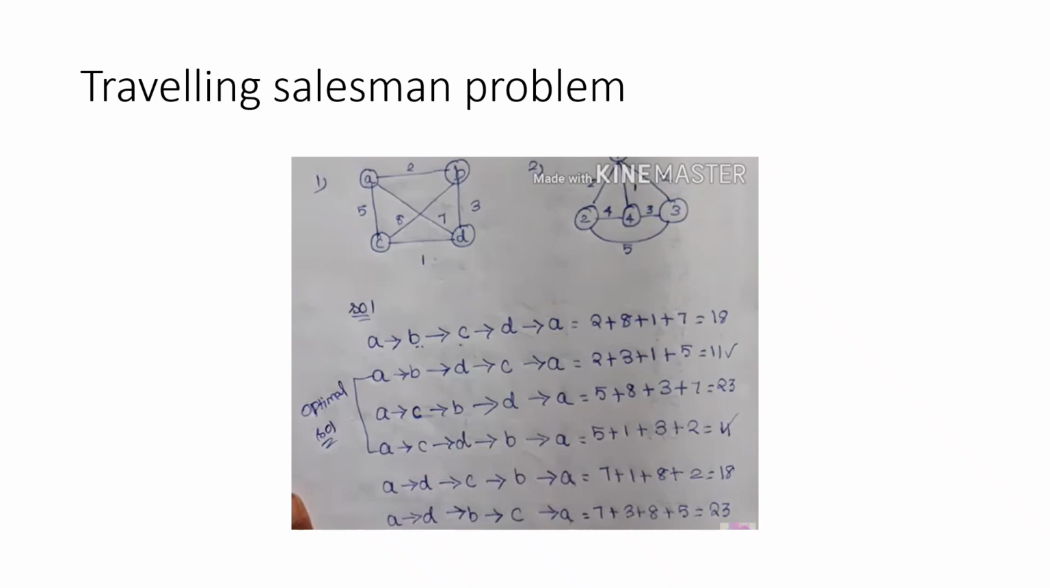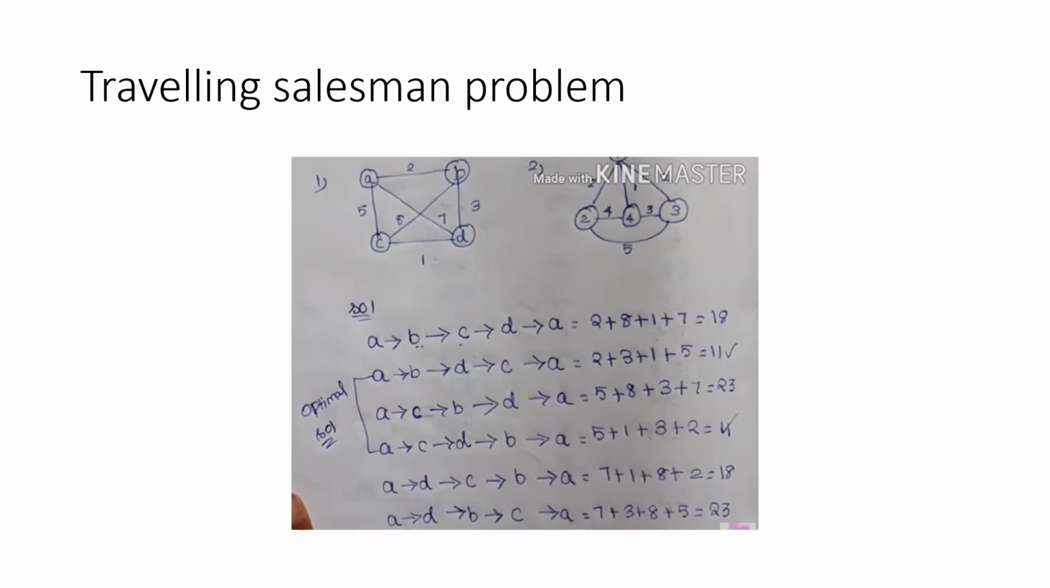The cost is actually: A to B the cost is 2, then B to C the cost is 8, then C to D the cost is 1, and then D to A the cost is 7. So in total we have 2 plus 8 plus 1 plus 7 equal to 18. The next possible way is A to B the cost is 2, then B to D the cost is 3, then D to C the cost is 1, and then C to A the cost is 5. The total cost is 2 plus 3 plus 1 plus 5 equal to 11.